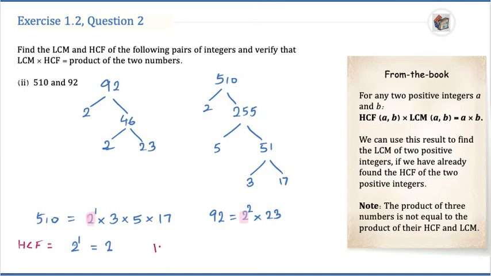Next, when you look at the LCM, this time it's not just about common prime factors, it's about every prime factor that you see, and that too with their greatest powers. So 2 will come with a 2, 3 will come with the only power it has, which is 1, 5 will come with the only power it has, 17 as it is, and 23 as it is. So this is going to be the LCM. Now finally, checking that product of LCM and HCF is the same as product of these two numbers is very simple. So I leave that to you.